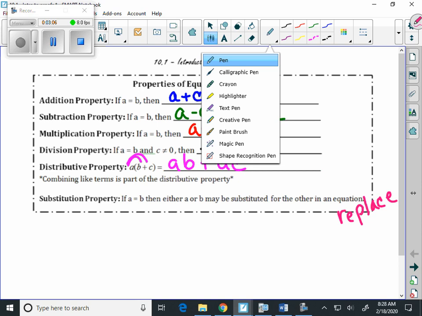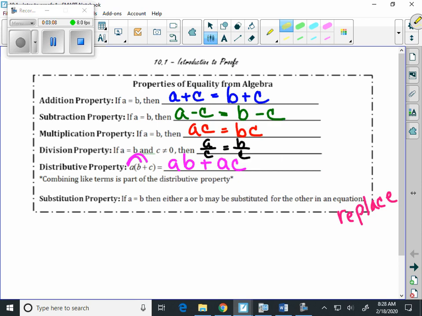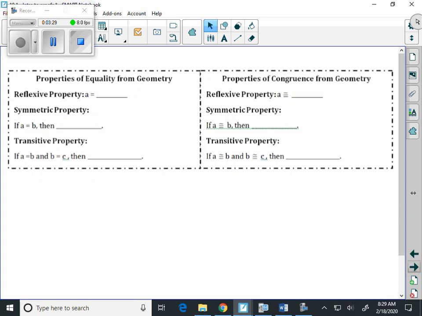In terms of the most important ones, it's going to be the subtraction property and the substitution property. And we'll even see the substitution a little bit today. But those are properties from algebra that you may or may not remember. We have some properties from geometry as well.